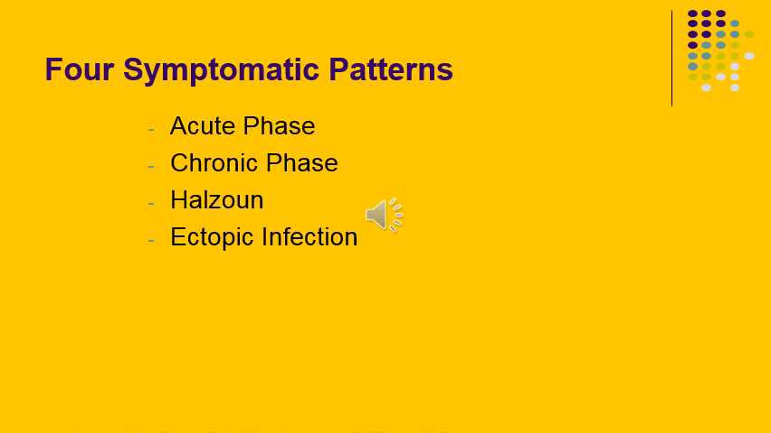After that, people infected with this worm have four symptomatic patterns. The first one is acute phase, the second is chronic phase, the third is halzoun, and the fourth is ectopic infection. And we will talk about these phases in the other slides.